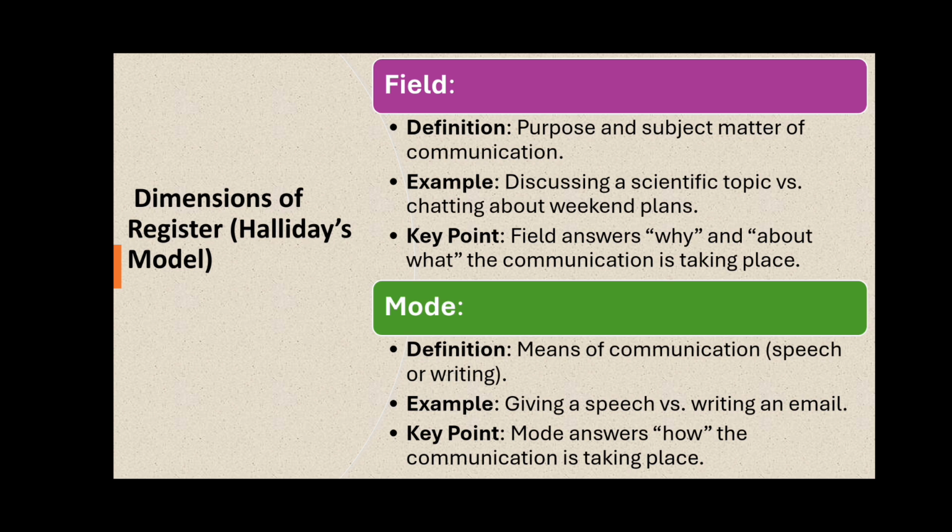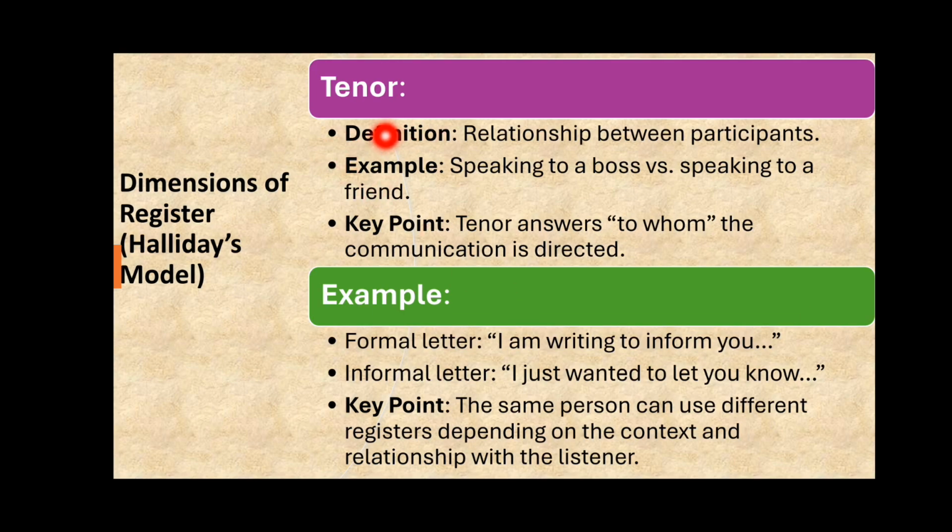The second one is called tenor. What is tenor? Relationship between participants. For example, two interlocutors are there, right? What is the relationship between these two people? Whether they are friends, teacher-student, doctor-patient, boss and employee, manager and managing director, right? Or like vice chancellor and a professor. So what is the relationship? When the relationship changes, register also changes. Definition: relationship between participants, for example, speaking to a boss versus speaking to a friend.